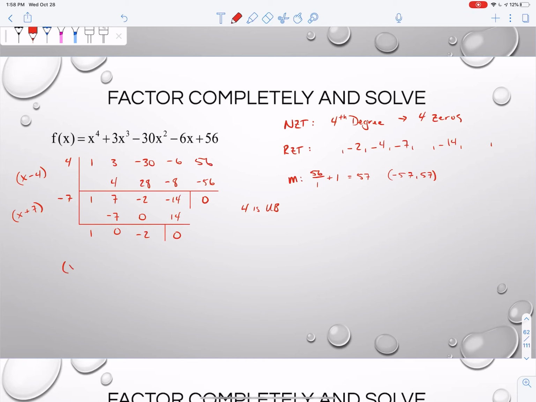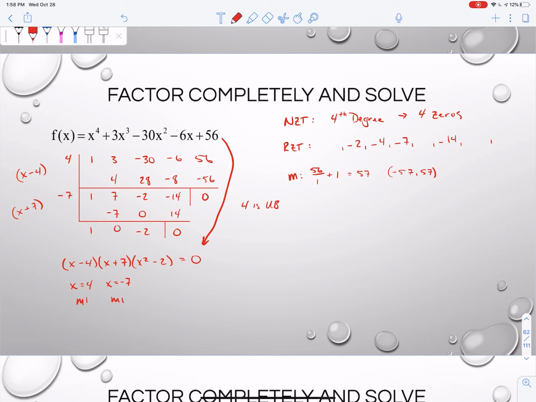And from here, what I can do is go through and find the rest of my solutions. So here I'm going to have x equals 4 as a solution with a multiplicity of 1. x equals negative 7 as a solution with a multiplicity of 1. And from x squared minus 2, I'm going to have x equals plus or minus the square root of 2, each with a multiplicity of 1. I'm going to write it like that because I put that plus or minus there to save time. So what I can do is go through and sketch this function now. It was fourth degree with the a value that was positive, so my end behavior has to be up and up, right?